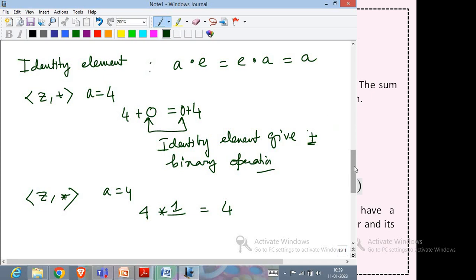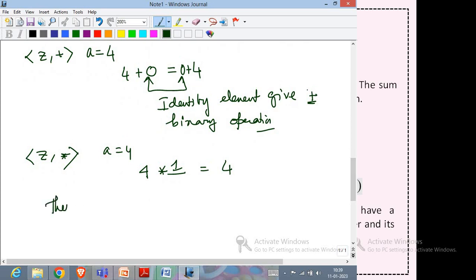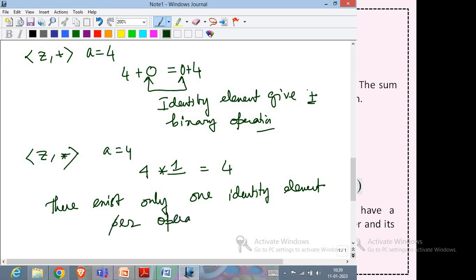So there exists only one identity element per operation. Okay, so based on the operation that we are talking about, your identity elements will change. Right? But why is this important? Because based on this identity element, we will prove the next one, which we call the inverse element.